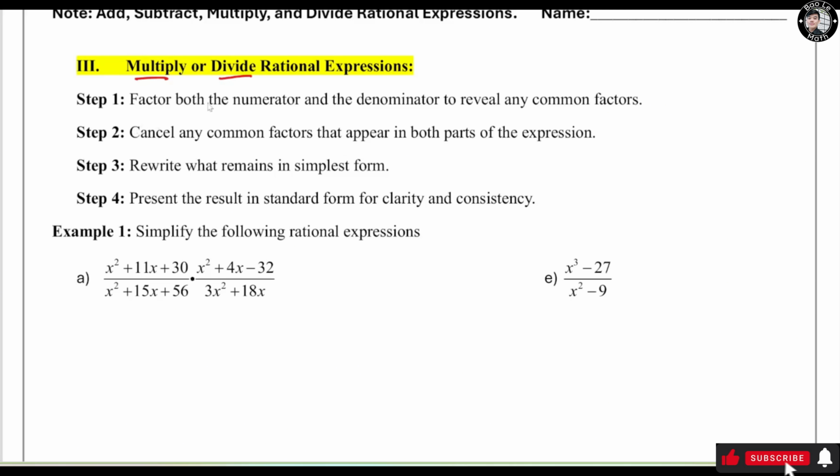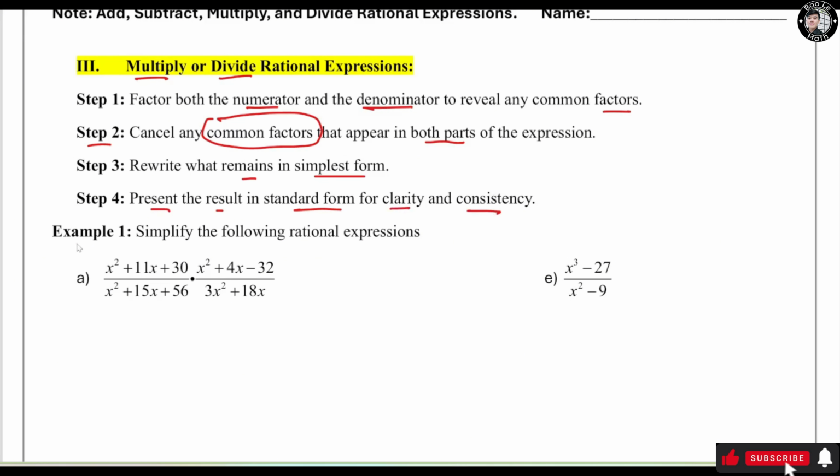Step number 1, you need to factor both the numerator and denominator to reveal any common factors. Step number 2, cancel any common factors that appear in both parts of the expression. Step number 3, rewrite what remains in the simplest form. Step number 4, present the result in standard form for clarity and consistency.